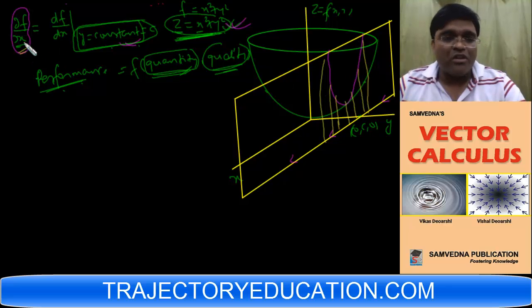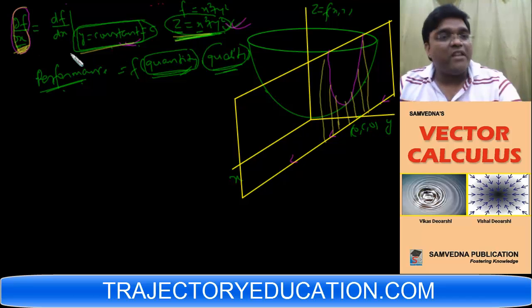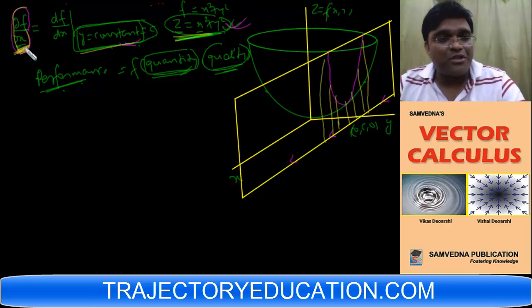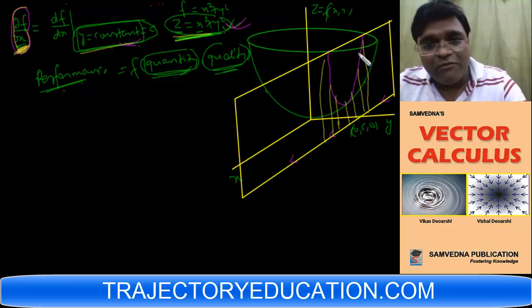And what is this geometrically? Geometrically, the curve gives you an idea of how f is varying. And this is nothing but the slope of the tangent at any point to this curve of intersection between z equals x square plus y square and y equal to constant. The sign of this quantity will give you an idea whether f increases when you move parallel to the x-axis, and the magnitude tells you with what rate the function increases or decreases when you are moving parallel to the x-axis.